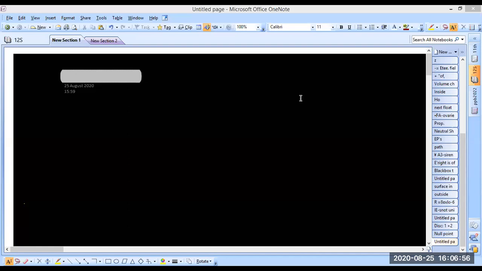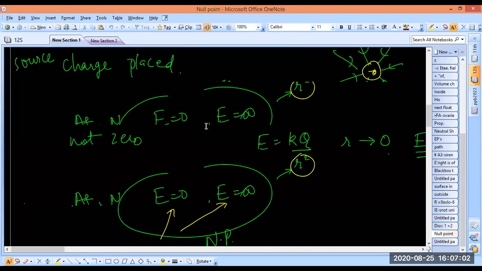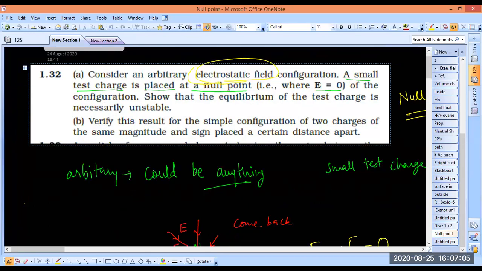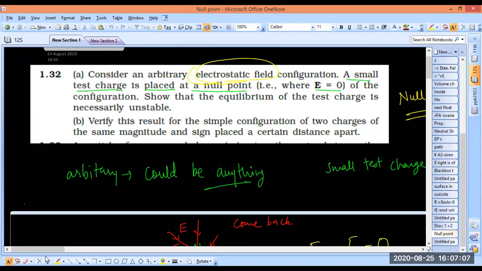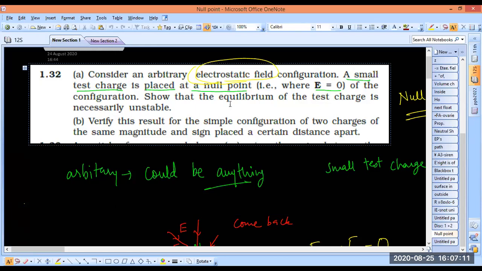Fine. Now I think we can get started. I hope everyone can see the screen. We're solving this question about a null point the last time, right? And we finished its part A. Right now it's time for the part B, which is actually much easier compared to the part A.